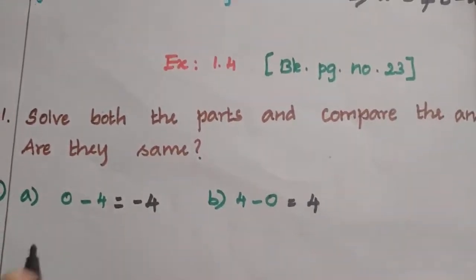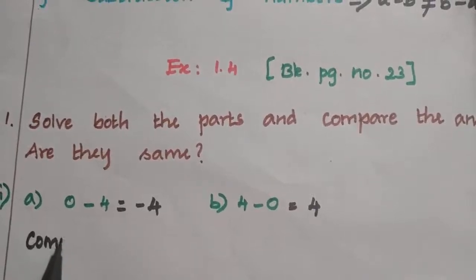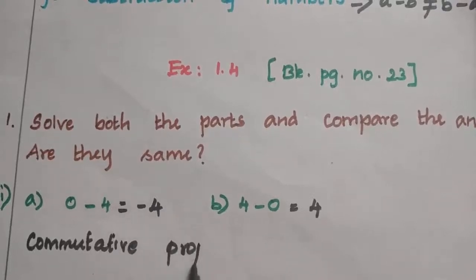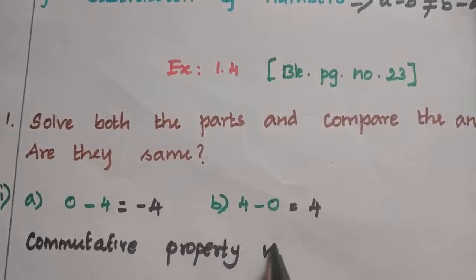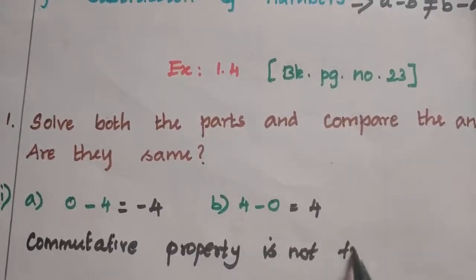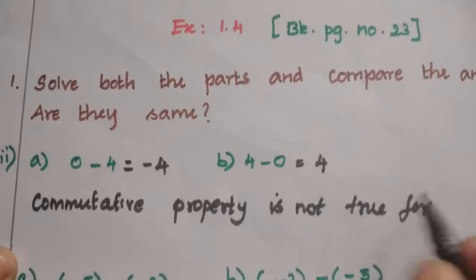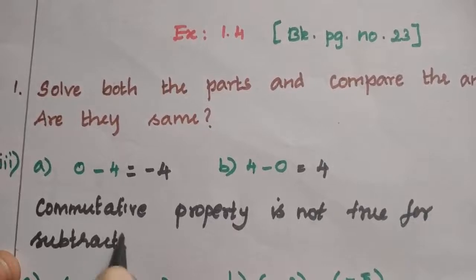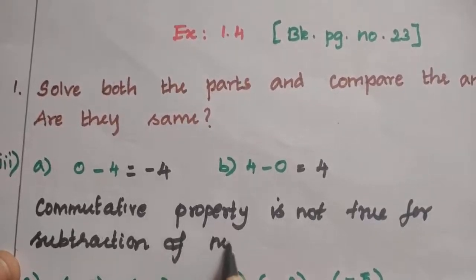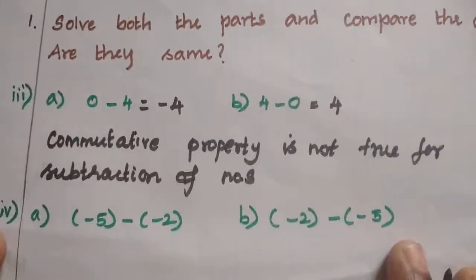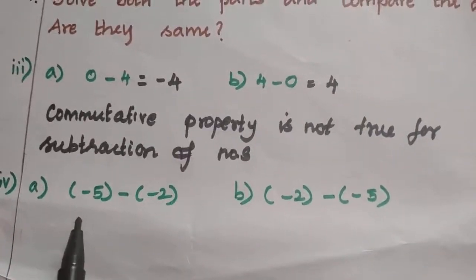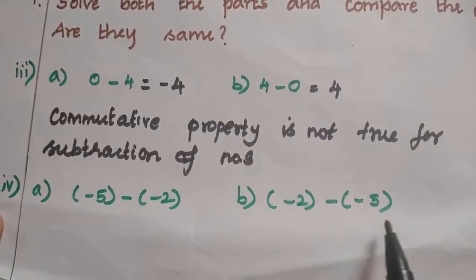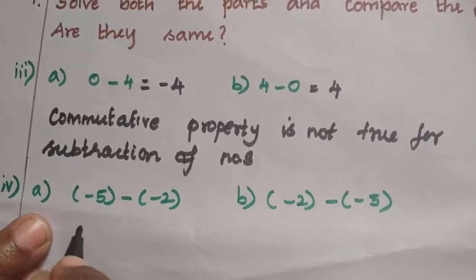Therefore, we can write that commutative property is not true for subtraction of numbers. The next one, minus 5 minus of minus 2. Here minus 2 minus of minus 5. So we simplify this one.